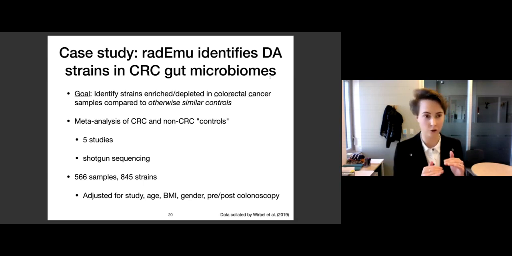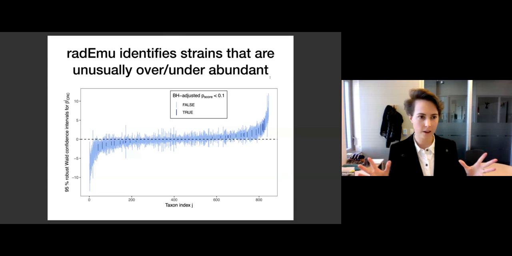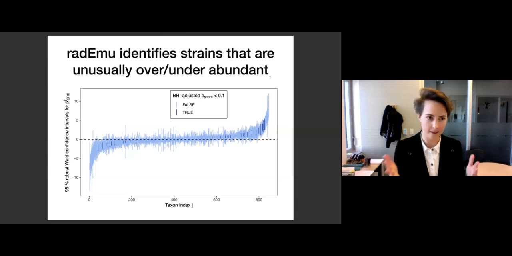So that's one distinction from how we analyzed this data in comparison to the original manuscript. Those authors were looking at folks who differed in colorectal cancer status, but then only within the same study or country, but sort of averaging over potential differences in the distributions of age and adiposity and gender, for example, across these different studies. Okay, so what does this tool RADEMU allow us to do? As I said, it allows us to identify strains that are unusually over or under abundant in colorectal cancer samples compared to non-colorectal cancer controls.